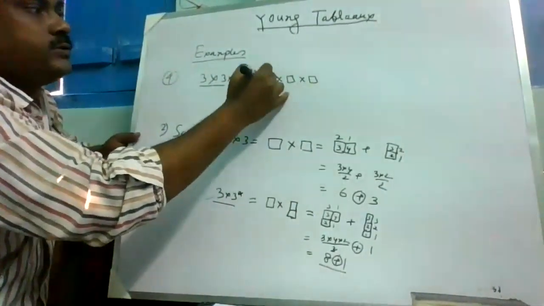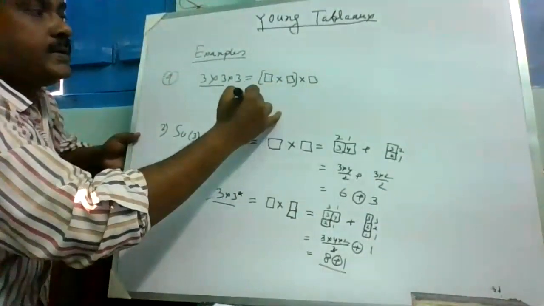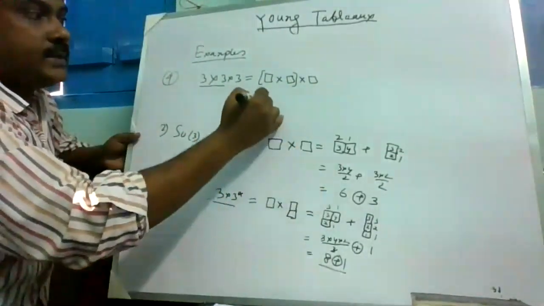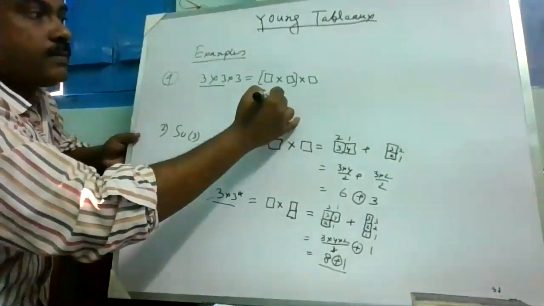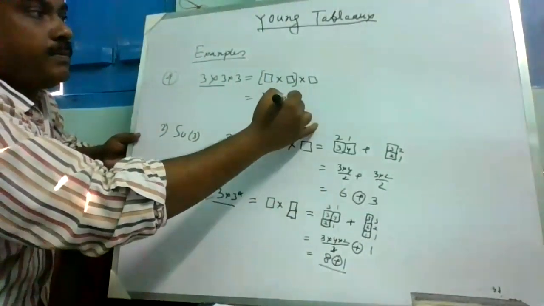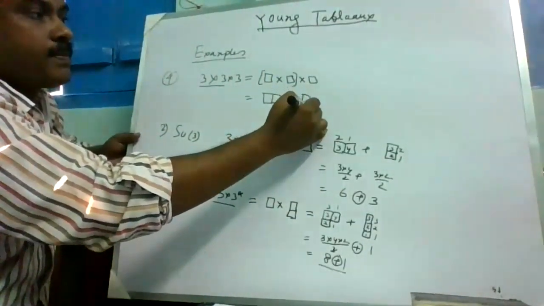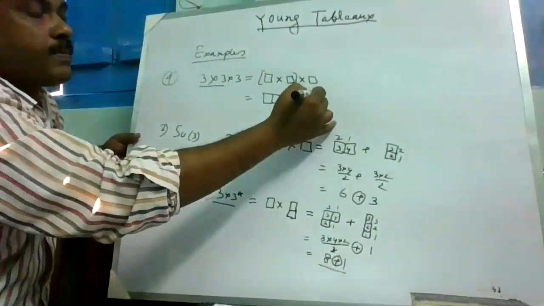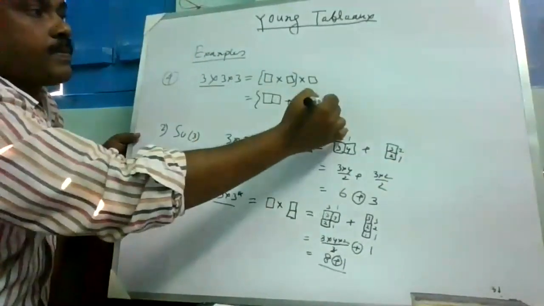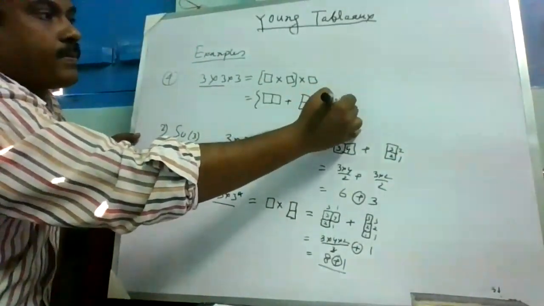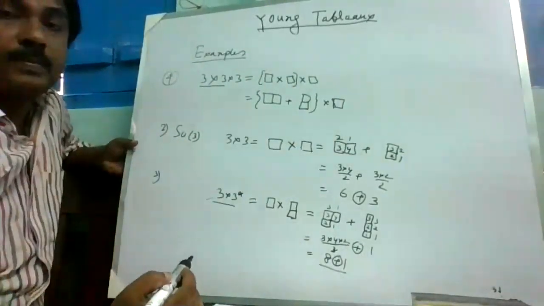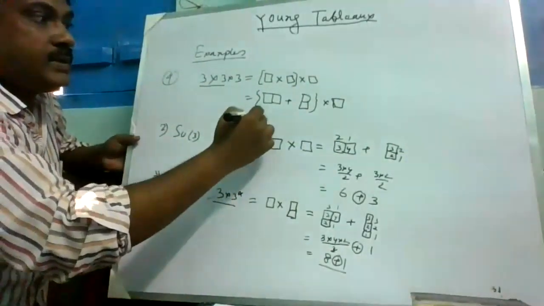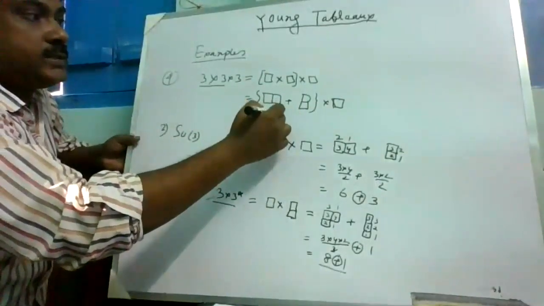So first use this, right? This has been done like this. Plus, right. We know its representation. This is 6 and 6.